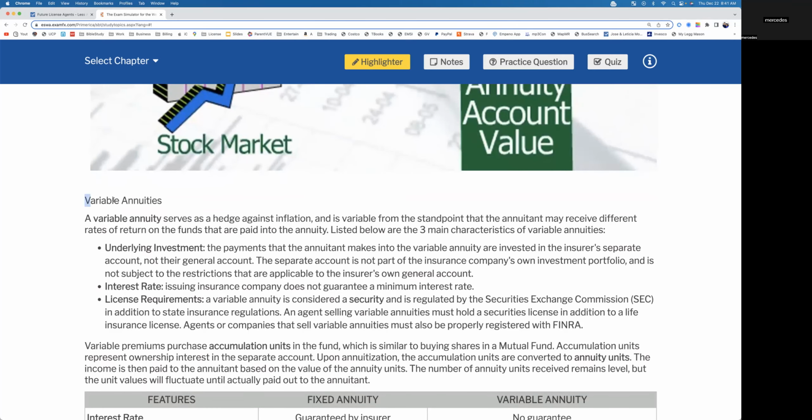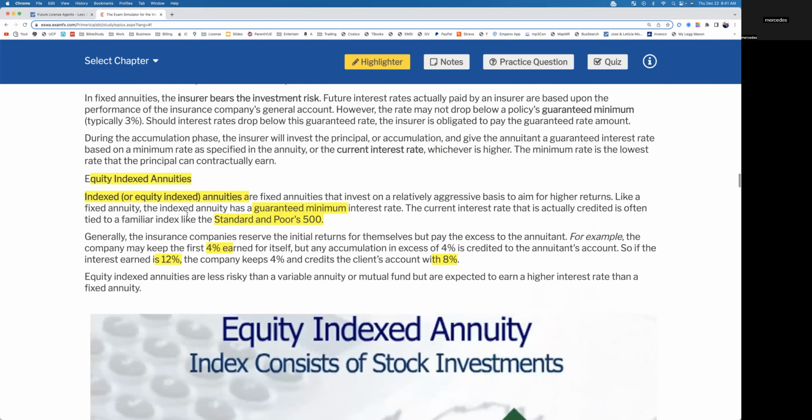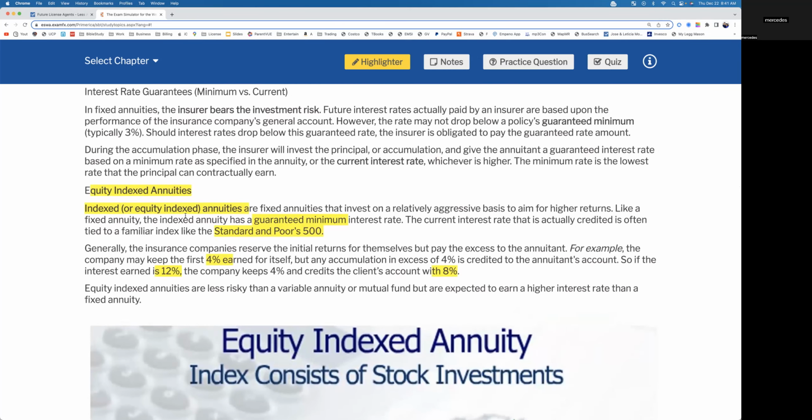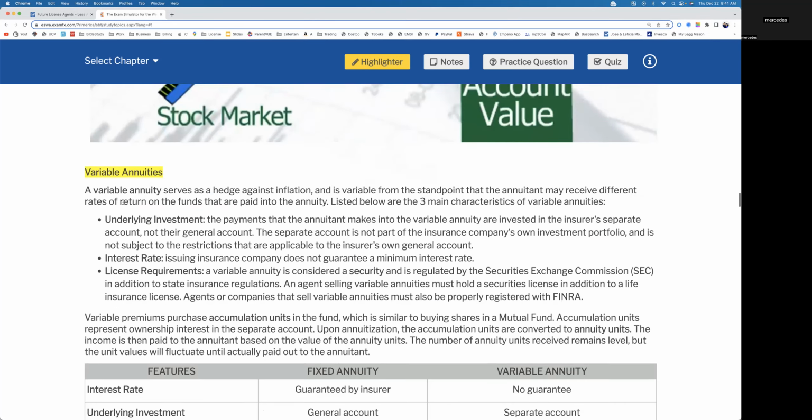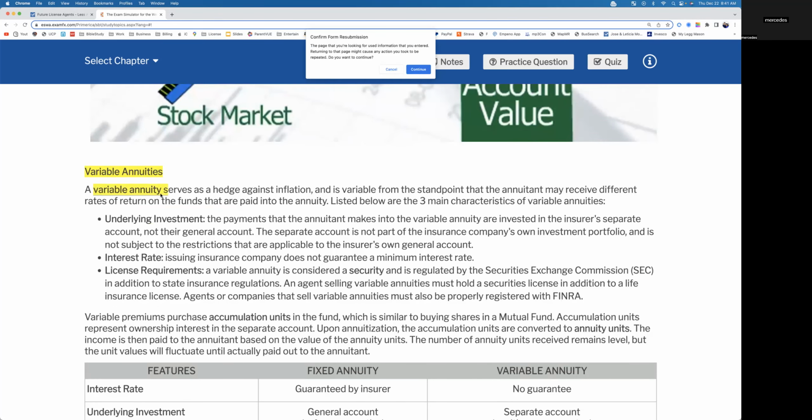Now the next one is variable. By the way, a fixed annuity is in a general account. But on a variable annuity, the word variable says it all. It varies. It's not guaranteed, it's not fixed. This one is going to be in a separate account for sure, in a mutual fund. It has underlying investments, meaning it's invested in the stock market, in an investment portfolio. There is no guaranteed minimum interest rate. That's really important to know on variable annuities.